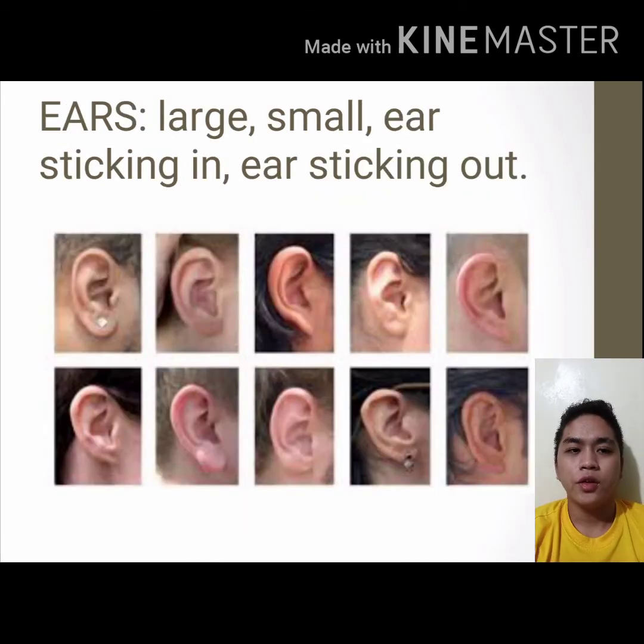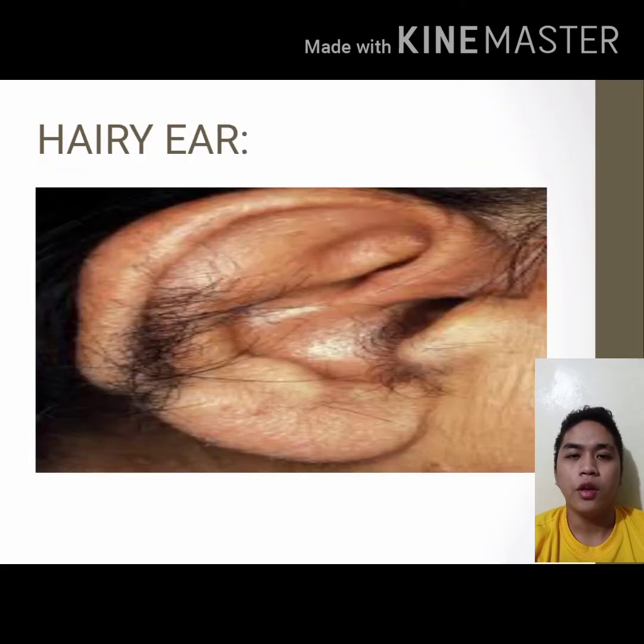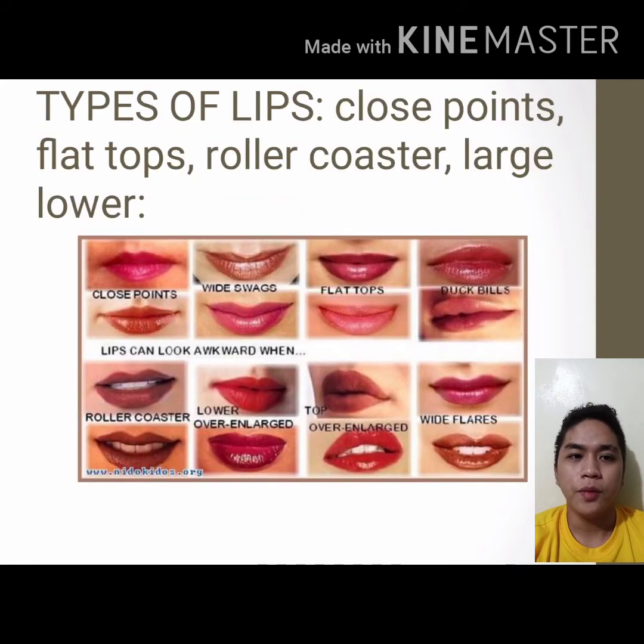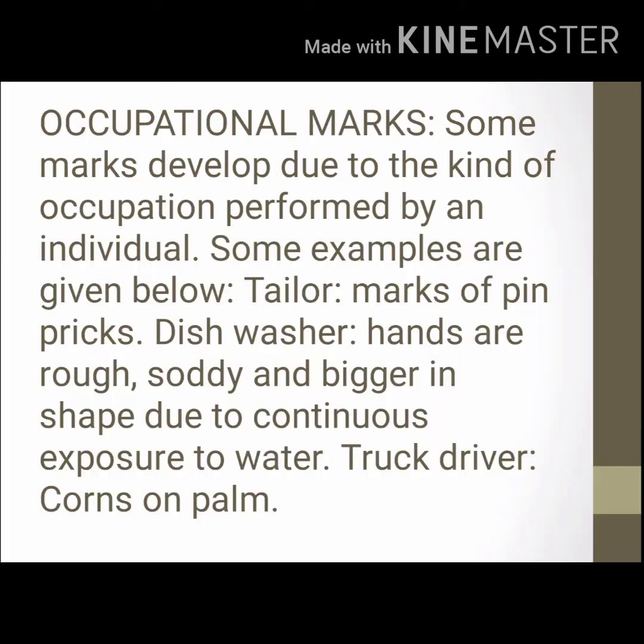And the next picture is ear: large, small ear, sticking in and sticking out. And the next picture is hairy ear, an example picture to show the hairy ear. And the next picture is types of lips: closed points, flat tops, roller coaster, large, lower.